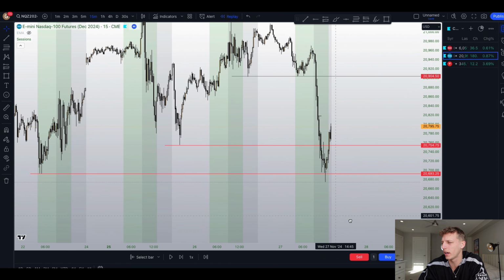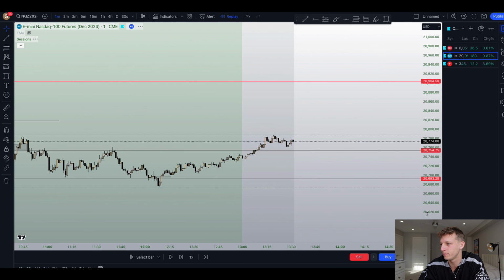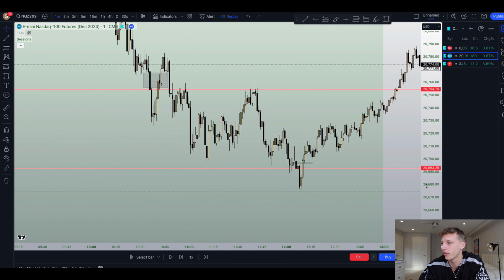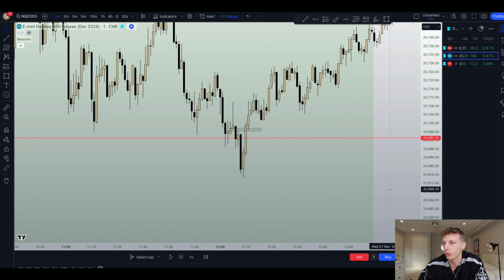As you can see, we get a lot of displacement below this low. So boom, boom, we start printing lower. And at this point, I know that this is probably going to be the next low that we're going to sweep. This is our next target. So as soon as we take this low, I do the same thing. I wait to see how we react.